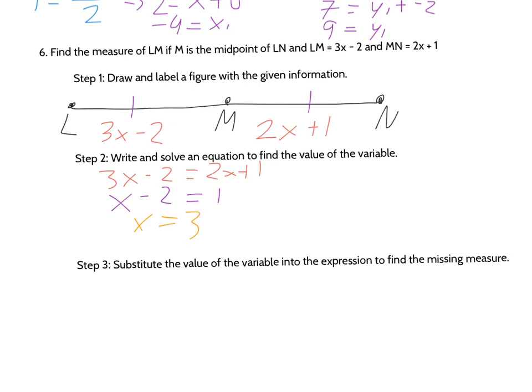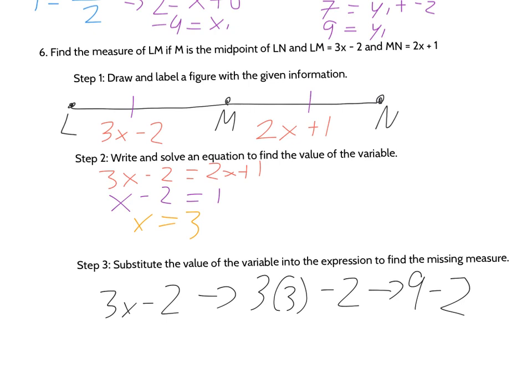So, what we're going to do is take our 3 and plug it into LM. So, lastly, let's go back to black. 3x minus 2 is going to become 3 times 3 minus 2, 9 minus 2, or simply 7. So LM, the segment, is equal to 7.